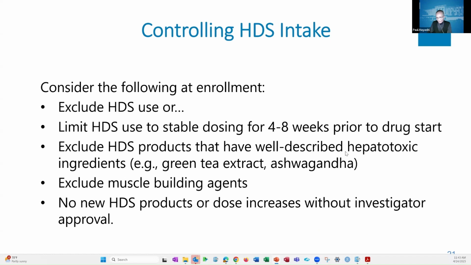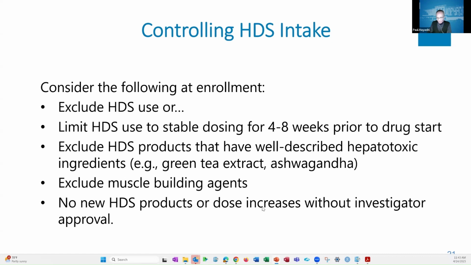Exclude HDS products that have well-described hepatotoxicity, like green tea extract, ashwagandha. There are published publications on all kinds of ingredients that are tagged as toxic to the liver. Muscle building agents, anabolic steroids is a big deal. They have a significant signature for bad cholestatic injury.